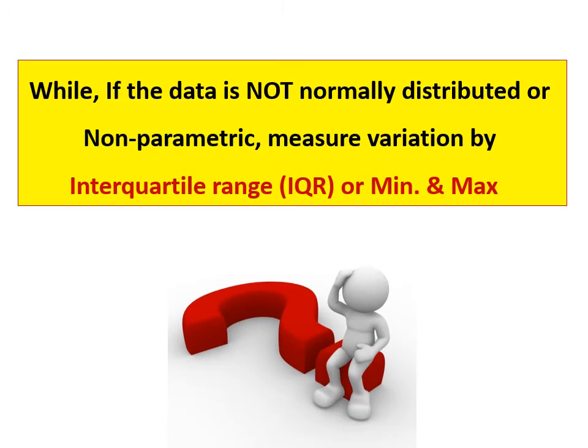If the data is not normally distributed, does not follow a Gaussian distribution, this is non-parametric data, and we will use another measure of variability, which is the interquartile range or minimum and maximum.